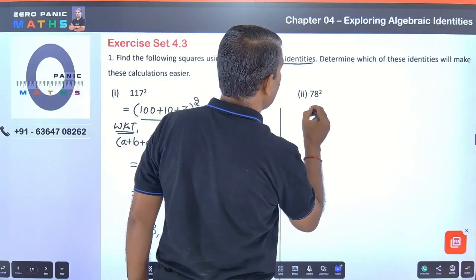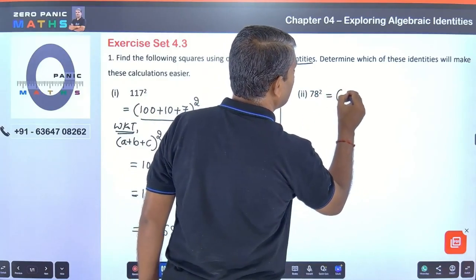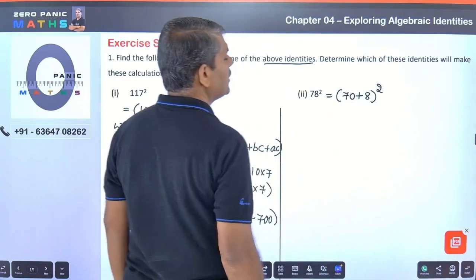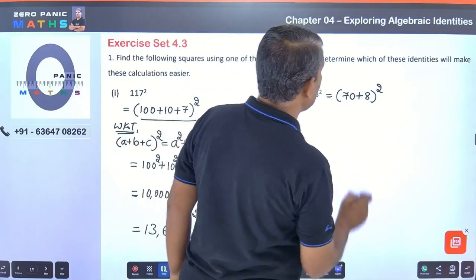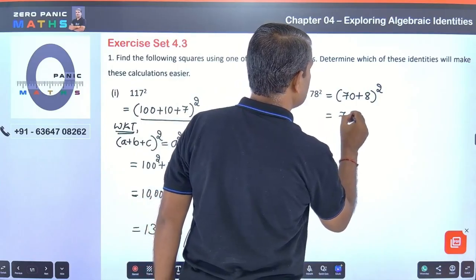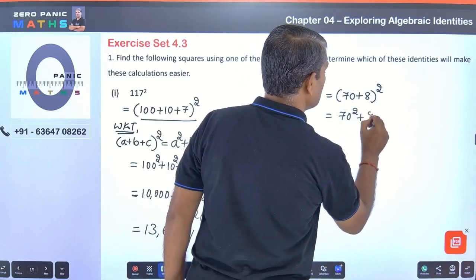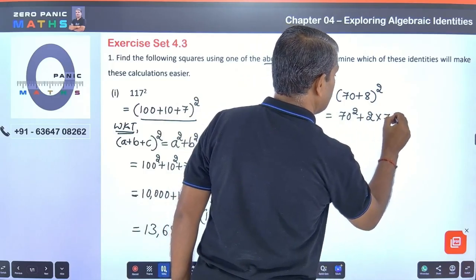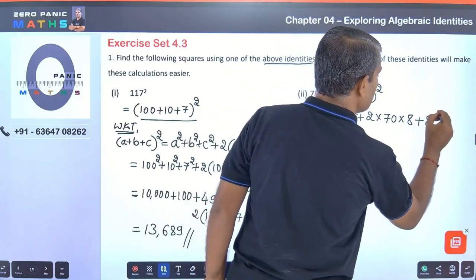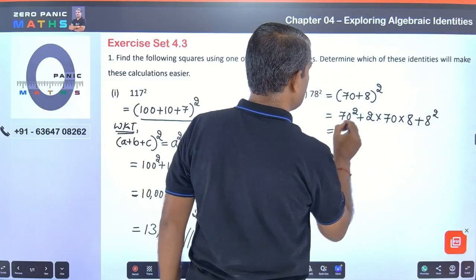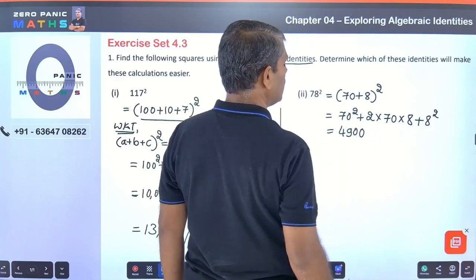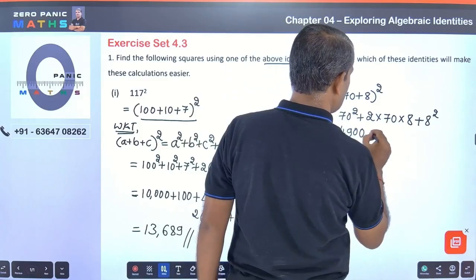Here it is 78 square, so I can write it as 70 plus 8 whole square, and as we know, this is a simple identity, a plus b whole square. What is a plus b whole square? It is a square plus 2ab plus b square. Here a is 70 and b is 8. 7 sevens are 49, followed by 2 zeros, that is what 70 square is.